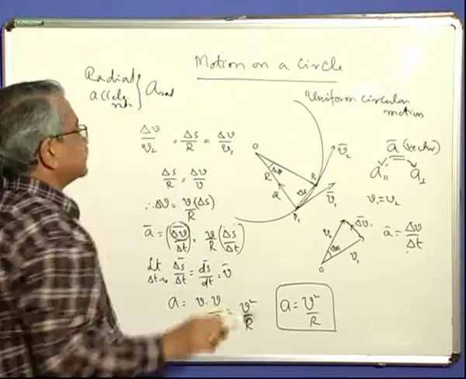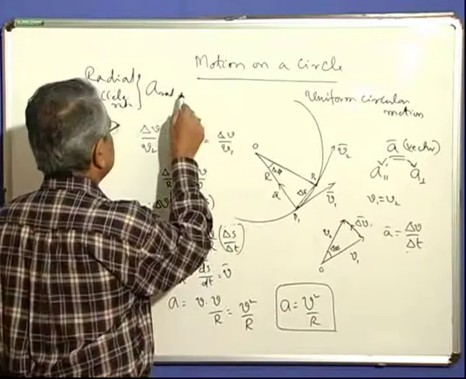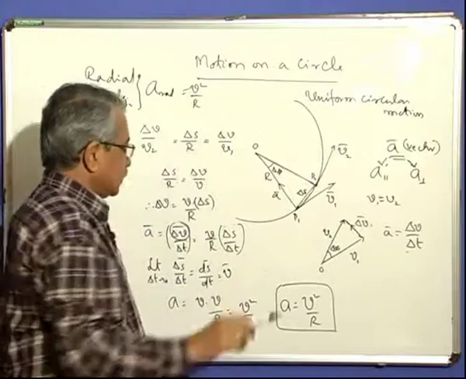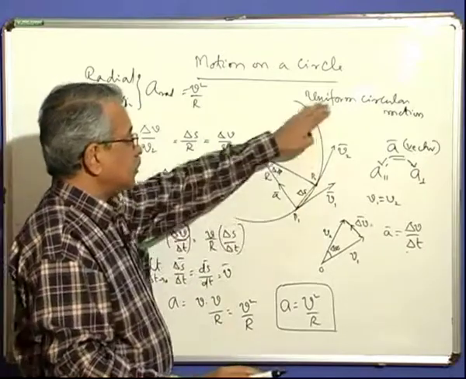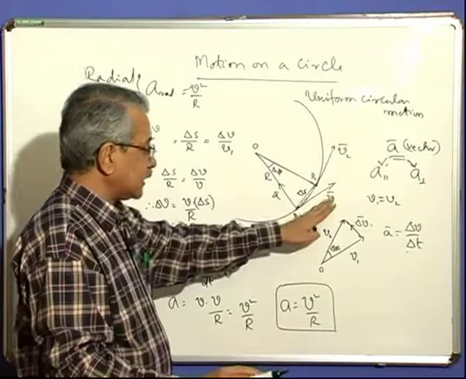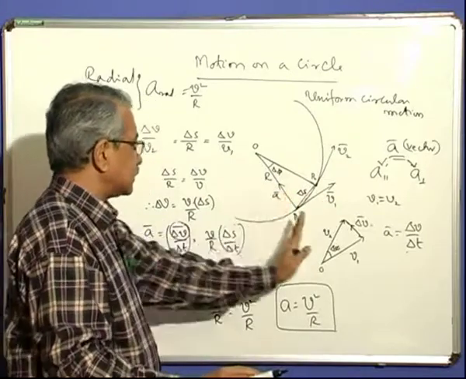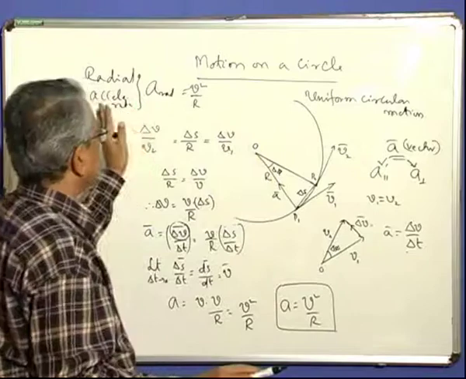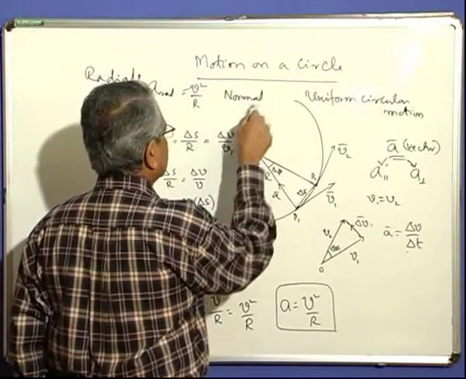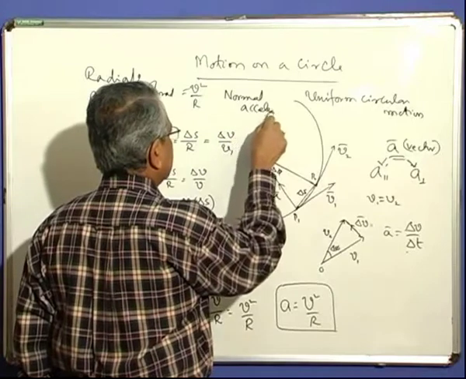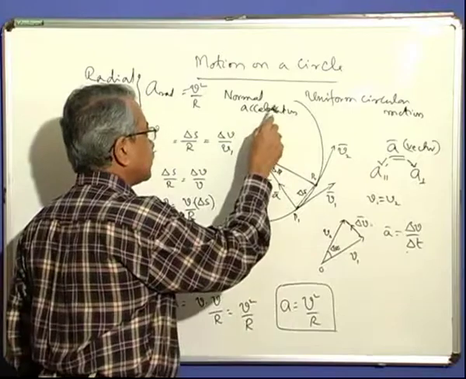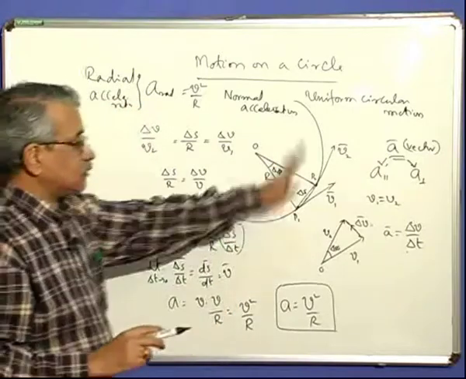Therefore, we write a radial, which is v squared by r. It is going with uniform circular motion like this. There is no component of acceleration along the tangent. All the acceleration is along the radius, and that is called radial acceleration. Sometimes it is also known as normal acceleration, normal because it is perpendicular to the velocity. So unless there is a perpendicular component like that, this will not take place.